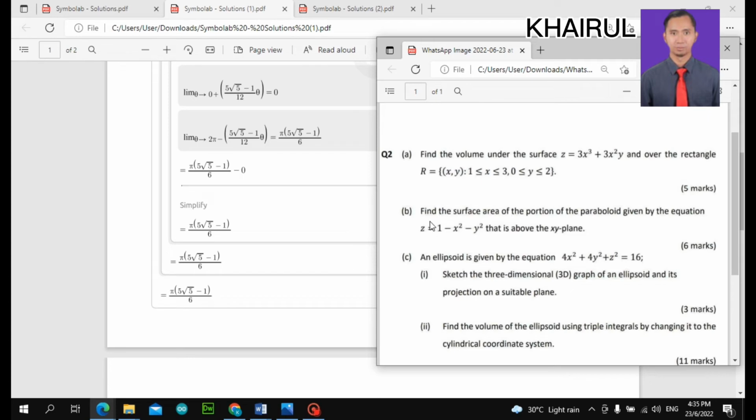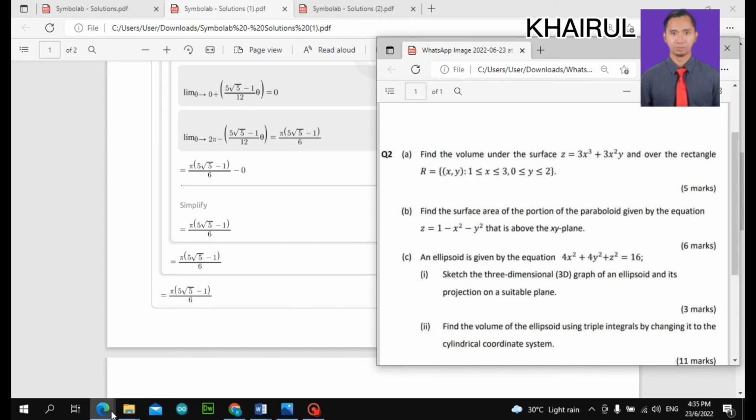And for question C, an ellipsoid is given by the equation 4x squared plus 4y squared plus z squared over 2 squared equals 16. First, sketch the 3-dimensional 3D graph of the ellipsoid and its projection on a suitable plane.